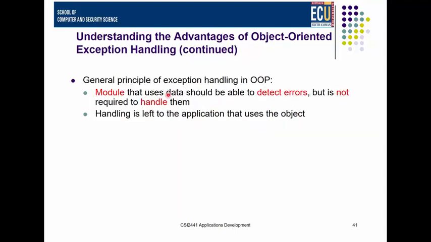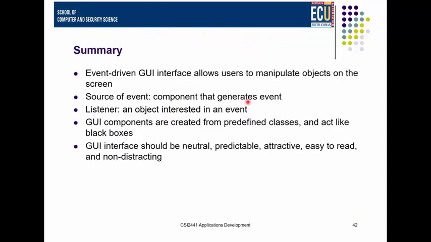So in object-oriented programming, what we did, we created a separate module, a separate class, to handle the errors. The main logic only detects the errors, and then control goes to that specialized class that is handling the error. So that's it for today.